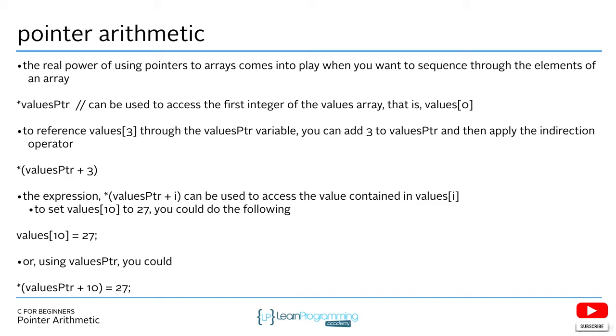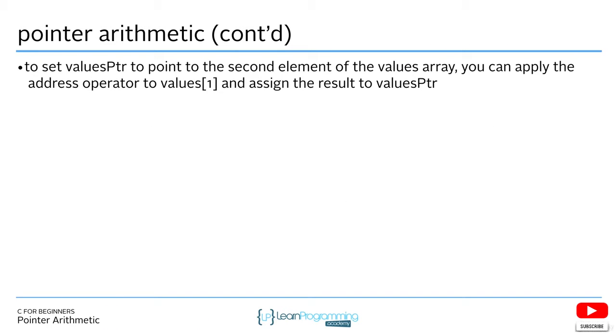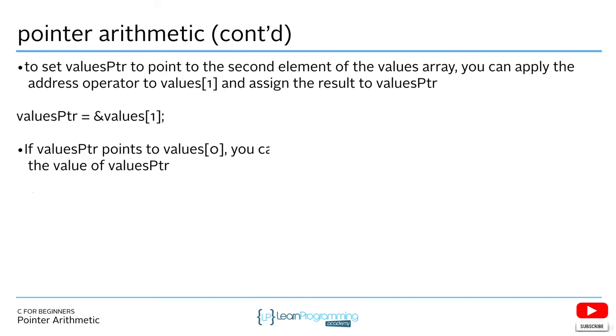Because pointers are so closely related to arrays, you can easily access elements by incrementing or decrementing pointers, or adding values to or subtracting values from a pointer. Very, very useful. To set values pointer to point to the second element of the values array, you can apply the address operator to value sub 1 and assign the result to values pointer. We saw this. It's just another way to do the same thing. You can always do this if you want, but it's much more convenient to do pointer arithmetic.